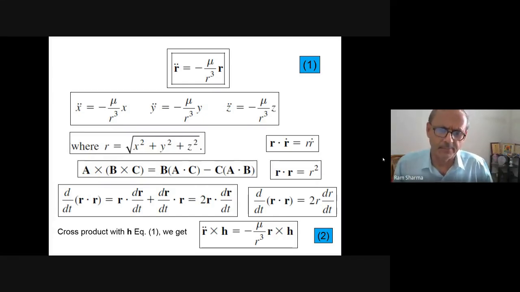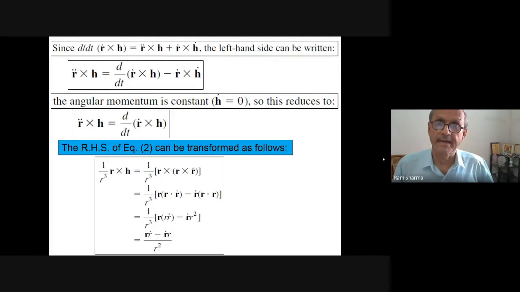One place I have proved also; if it is not there, I will prove it. Angular momentum also by vectors we can prove is constant in a 2D problem. Small proof is there. You multiply both sides by H, and H is R cross V. You can write the differentiation of this, and R double dot cross H. We can write it in this form. Angular momentum H is constant, so H dot will be 0. So it reduces to R double dot cross H is equal to d/dt of R dot cross H.